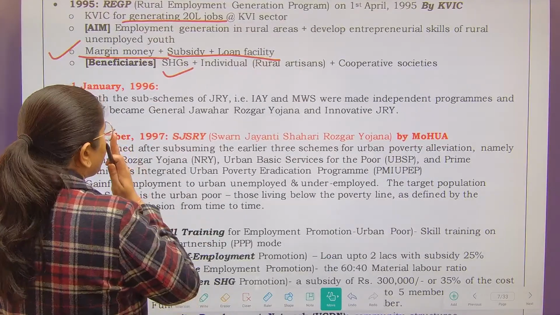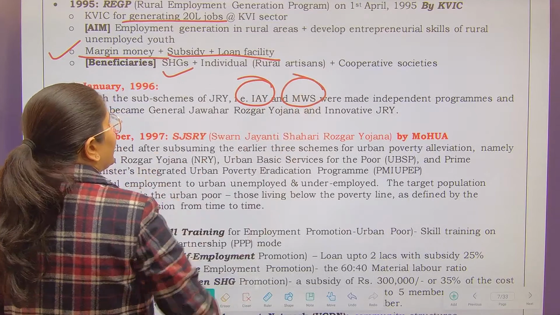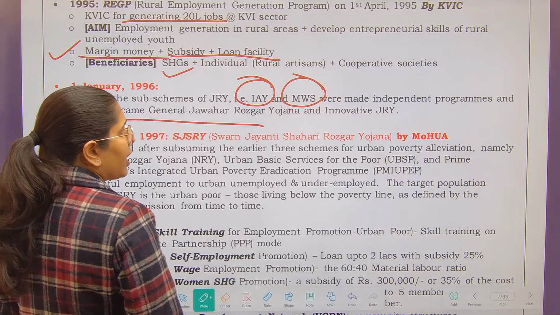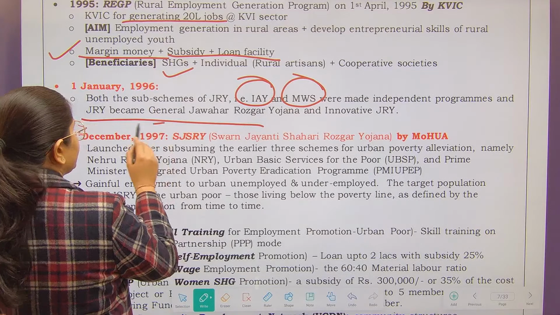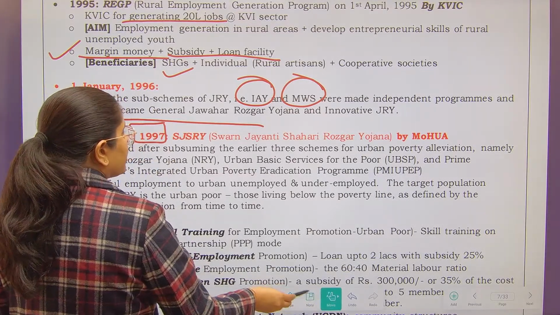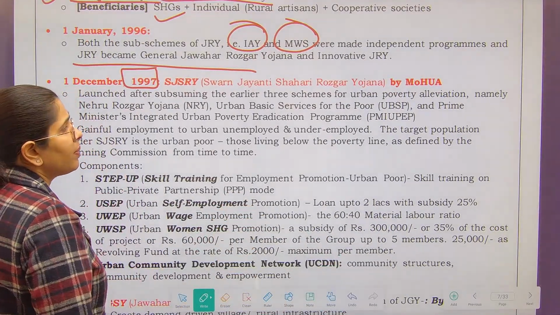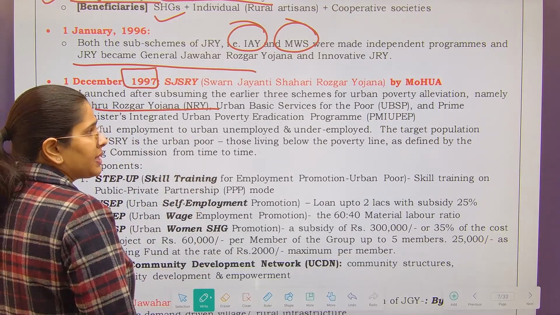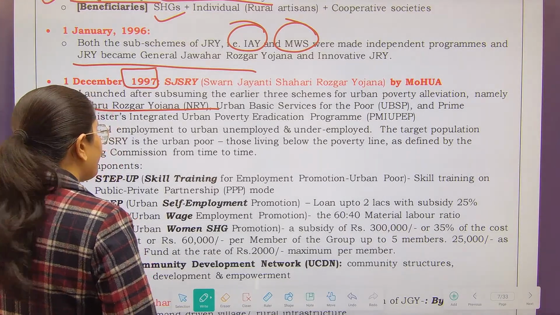Both the schemes, Indira Awas Yojna and the Million Wells Scheme, were made independent programs, and JRY became the Jawahar Rojgar Yojna and the Innovative Jawahar Rojgar Yojna. Now next is 1997 Swarna Jayanti Shahari Rojgar Yojna by Ministry of Housing. Launched after subsuming the earlier schemes of poverty alleviation like Nehru Rojgar Yojna, Urban Basic Services for Poor, and Prime Minister's Integrated Urban Poverty Eradication Program as well.